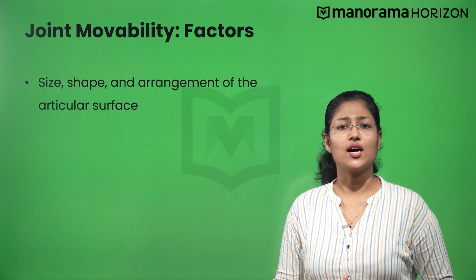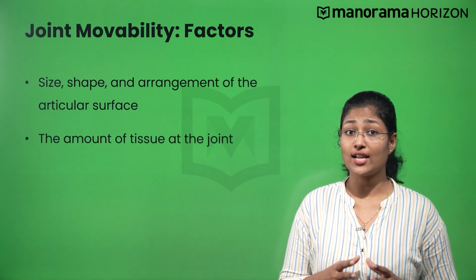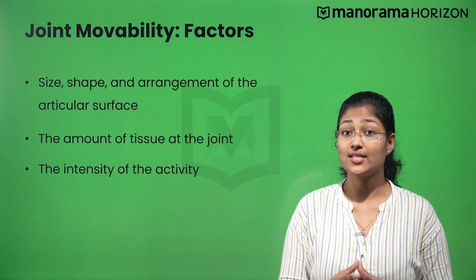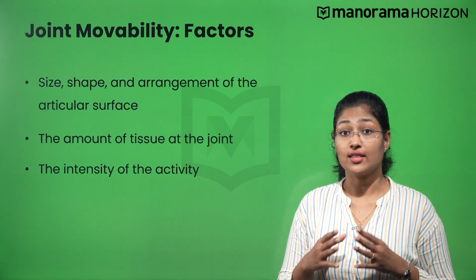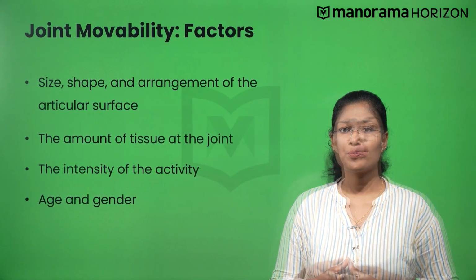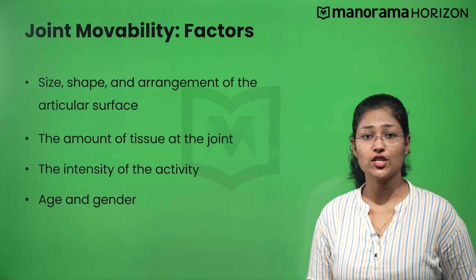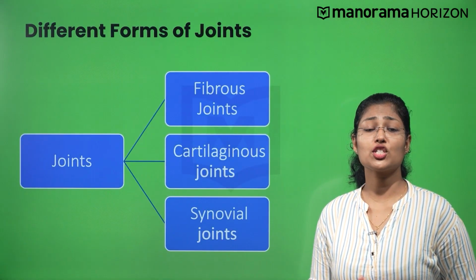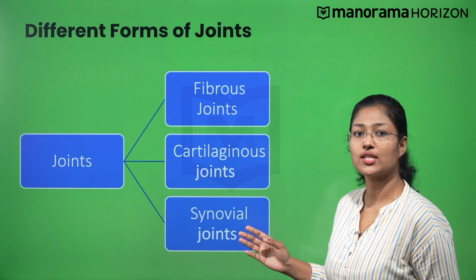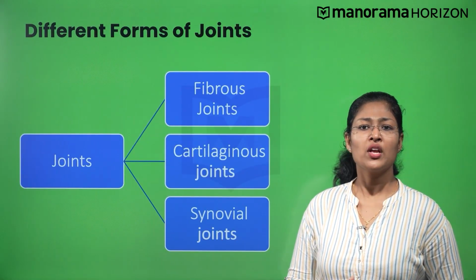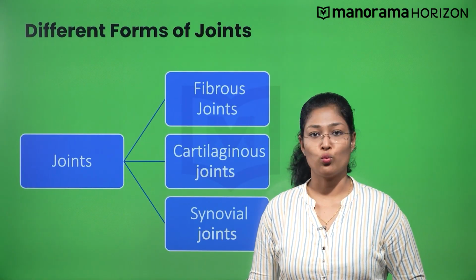Other factors are the amount of tissue at that joint, next the intensity of the activity, the age and the gender. We can easily classify joints based on their structural features, and they are fibrous joints, cartilaginous joints and synovial joints. So let us learn them one by one.